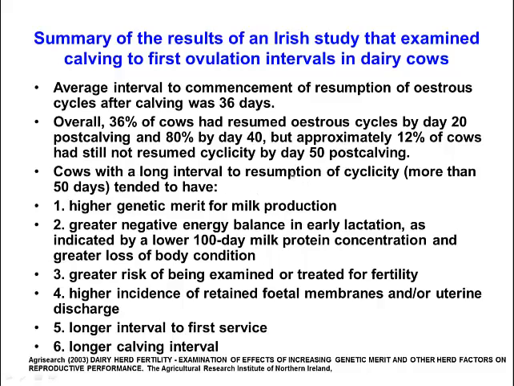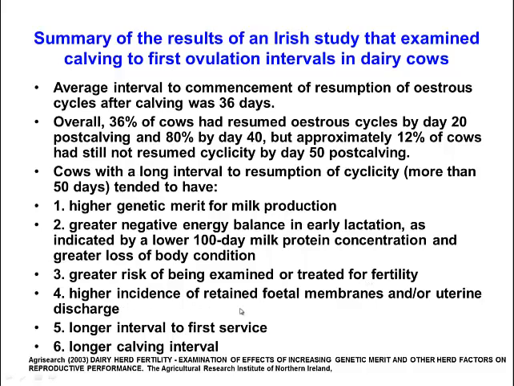The ones that tended to have the longer intervals to the resumption of estrus cycles post-calving had higher genetic merit for milk production, so they were more likely to produce more milk, and so therefore they're more likely to be in more severe negative energy balance. They had greater negative energy balance when they looked at 100-day milk protein concentration. The concentration of milk protein is an indicator of energy balance within the cow. The lower the milk protein percentage, then the more energy stress that cow has been experiencing. These cows were also at greater risk of being examined or treated for fertility problems.